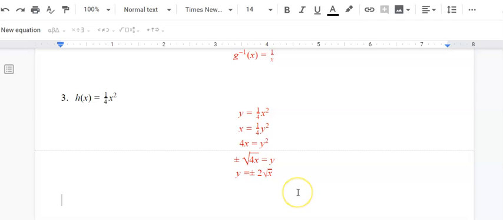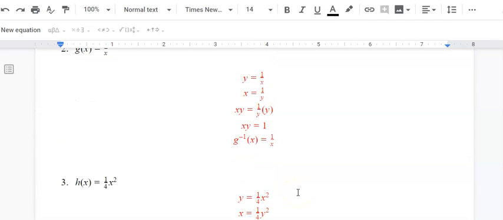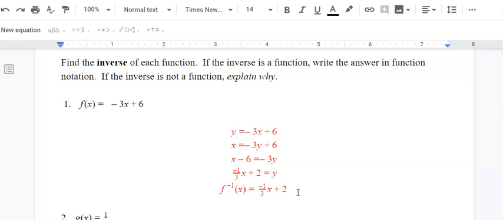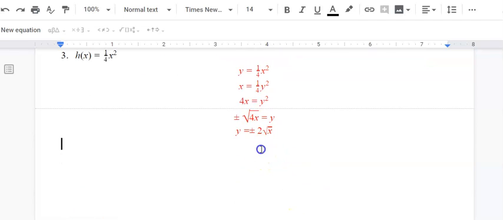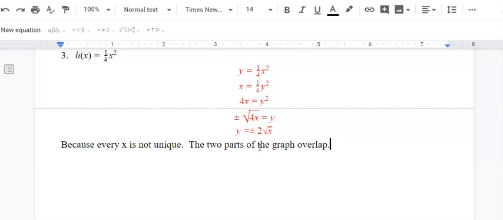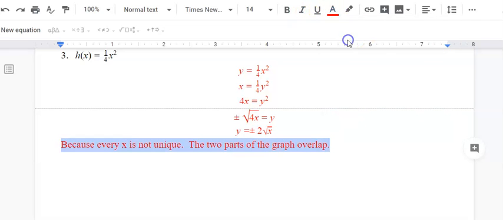It fails the vertical line test. So you can leave it. And the inverse is not a function because every x is not unique. The 2 parts of the graph overlap. So just mention something about that, and that's why you're not writing it in function notation.